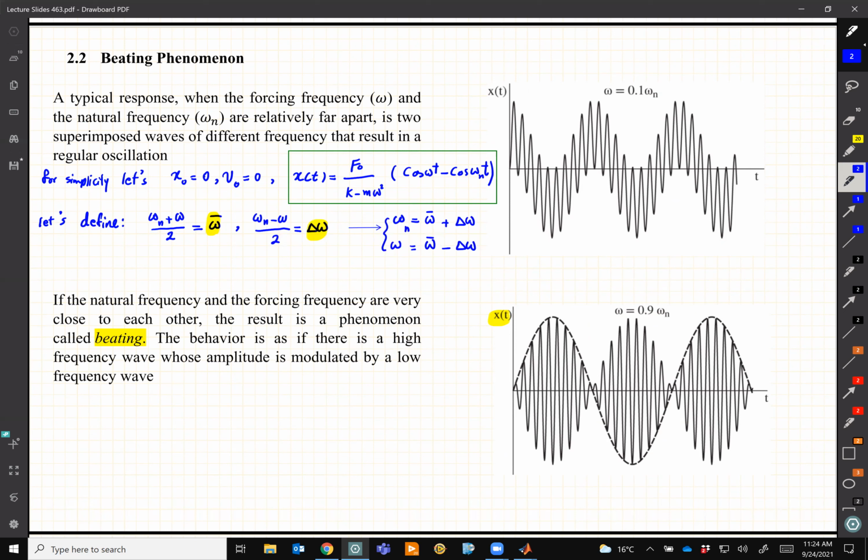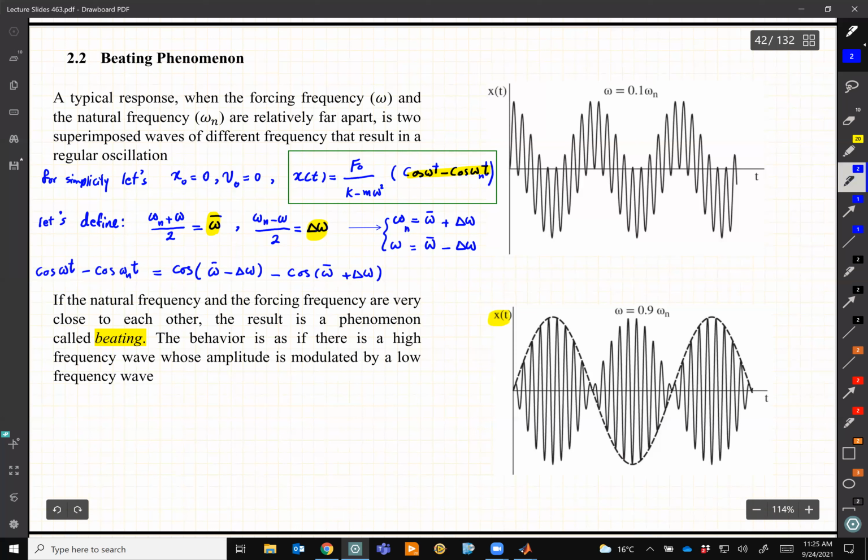Okay. Now let's get back to x of t. I'm just going to focus on this part. I'm just going to simplify this cosine omega t minus cosine omega n t, and then see what I get. So I will get cosine of omega bar minus delta omega minus cosine of omega bar plus delta omega. In a moment, you will see where I'm getting them. But we're just going to manipulate these equations and simplify them, so then we can get more meaning out of it.